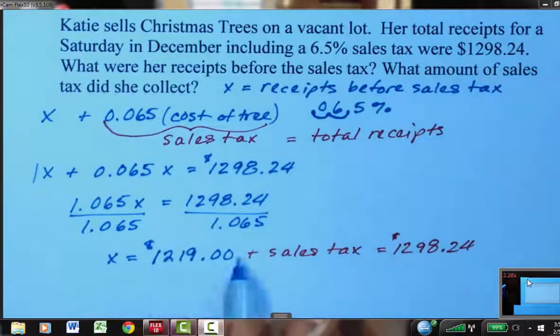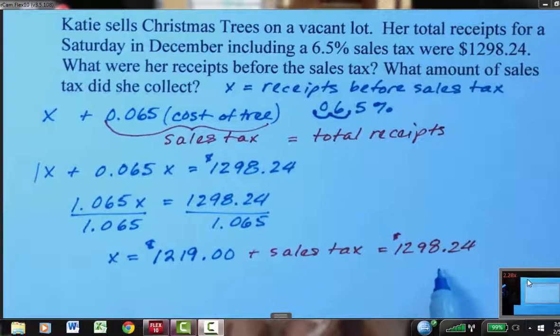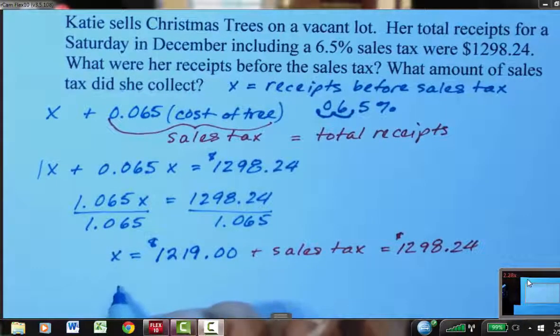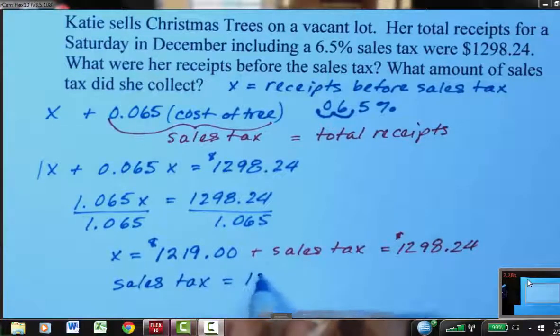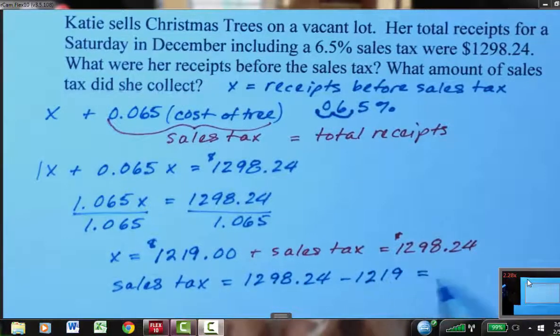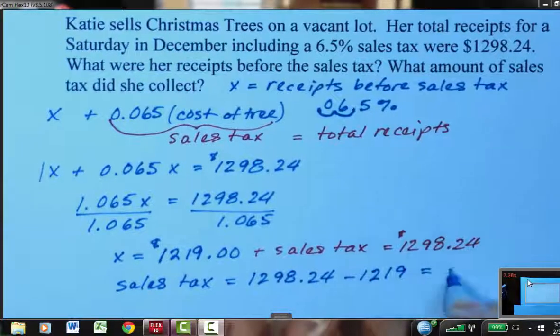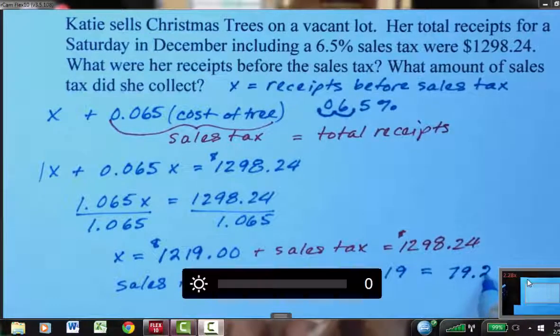Well, this is how much she took in before she paid the sales tax, and this is how much she took in after. So the sales tax is going to be the difference between those two numbers. $1,298.24 minus 1,219 is going to equal $79.24.